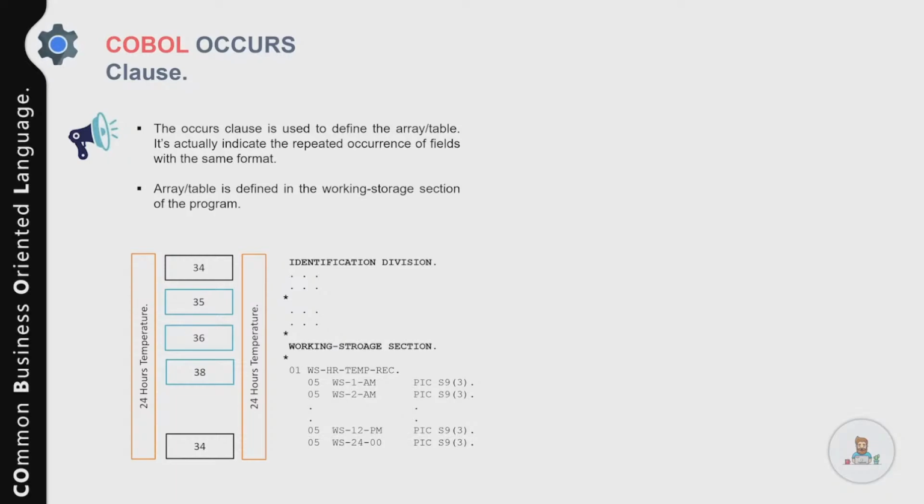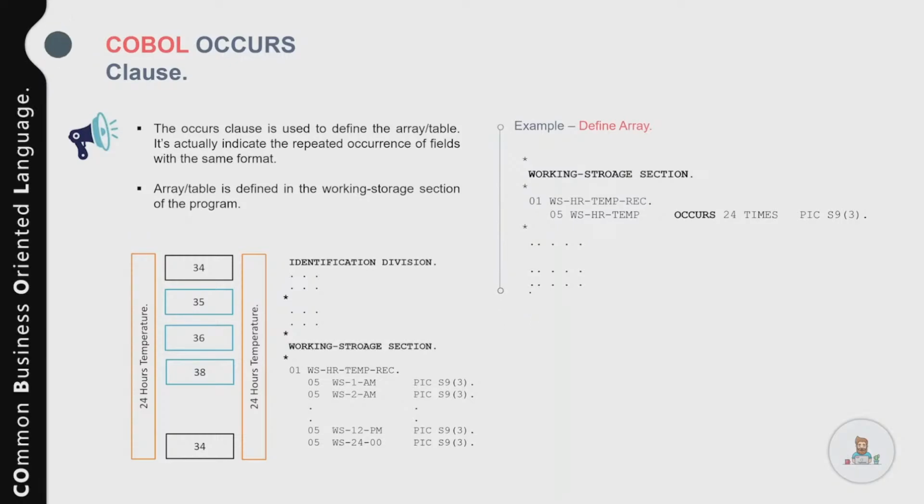Now let me showcase how you can define a table to store temperature for 24 hours. So in the following example, we have a working storage section, and in that working storage section, we have defined a table with the name WS-HR-TEMPERATURE-RECORD, and it is defined at level 01. After that, at level 5, we have defined the field name WS-HR-TEMPERATURE, followed by an OCCURS clause. After that, I've specified the number of times I want to repeat this particular field. So I've specified 24 because I want to store the temperature for 24 hours.